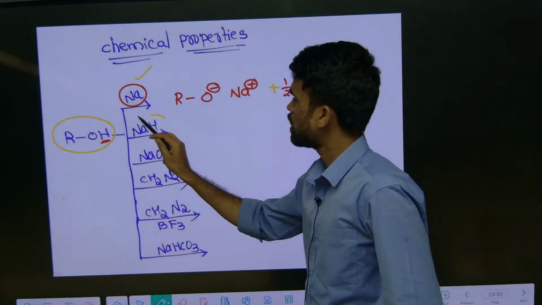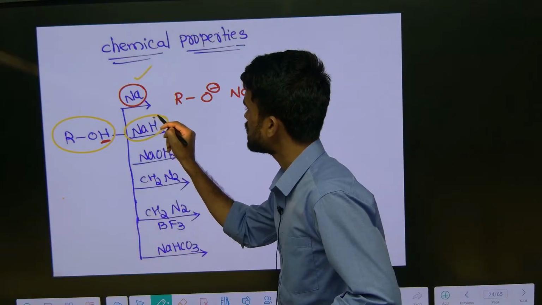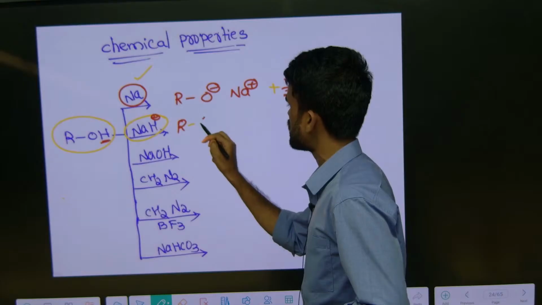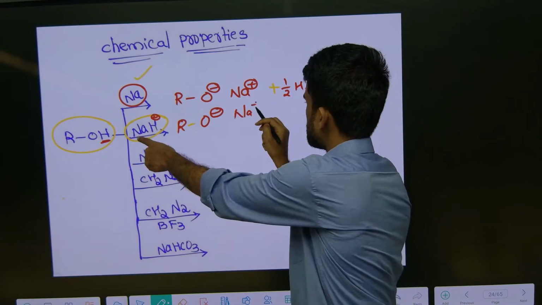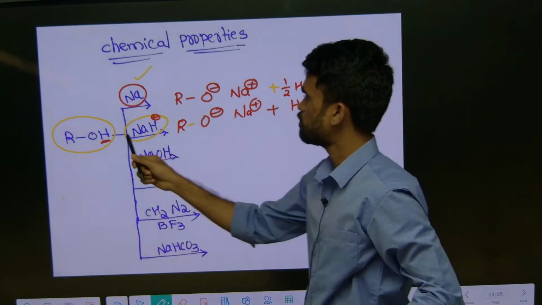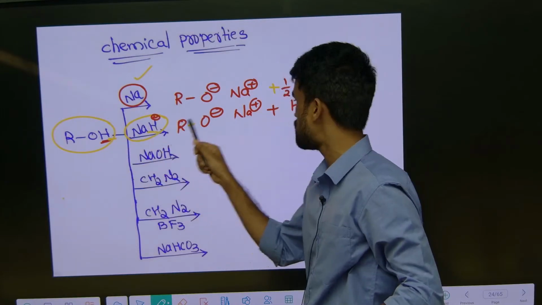Similarly, even if you do it with sodium hydride, which is a strong base here, it abstracts this proton from alcohol and forms the respective alkoxide ion, with Na plus, and H2 gas is released. The proton and the hydride ion form H2 gas.